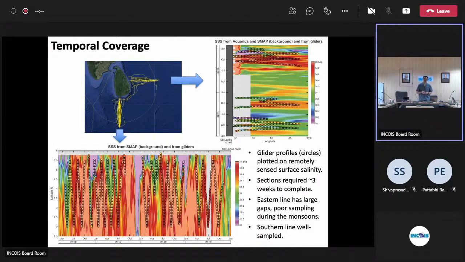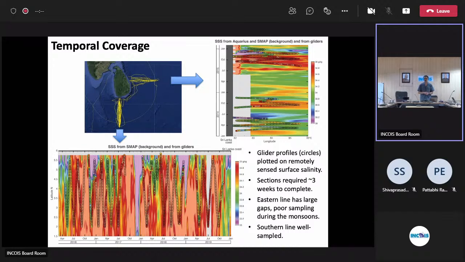And then on the bottom, in the much longer plot, is the southern section. Same scheme, SMAP salinity in color, gliders plotted in dots. And what you see if you compare these two is that on the eastern section, we really had trouble getting gliders out during the monsoon. Right? We tend to have gliders out during the intermonsoon and right at the start or the end of the northeast or the southwest monsoon, but nothing really in the heart of the two monsoon periods. Whereas in the southern section, we have good coverage throughout. Right? We have observations during the monsoons, we have observations during the intermonsoons, we have it over multiple years.